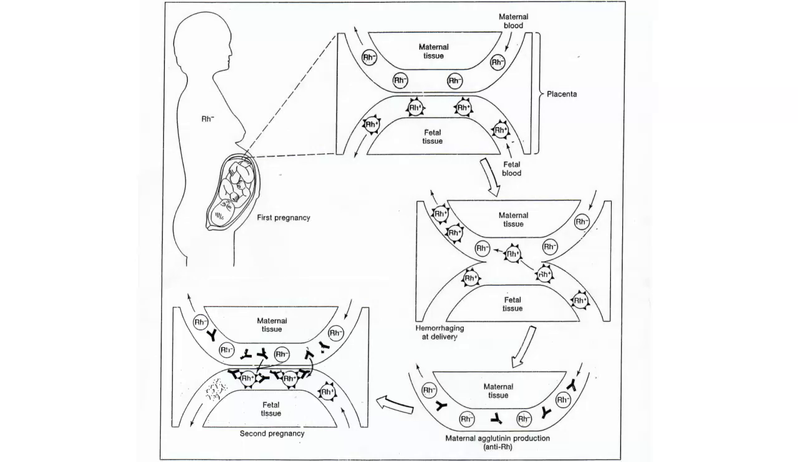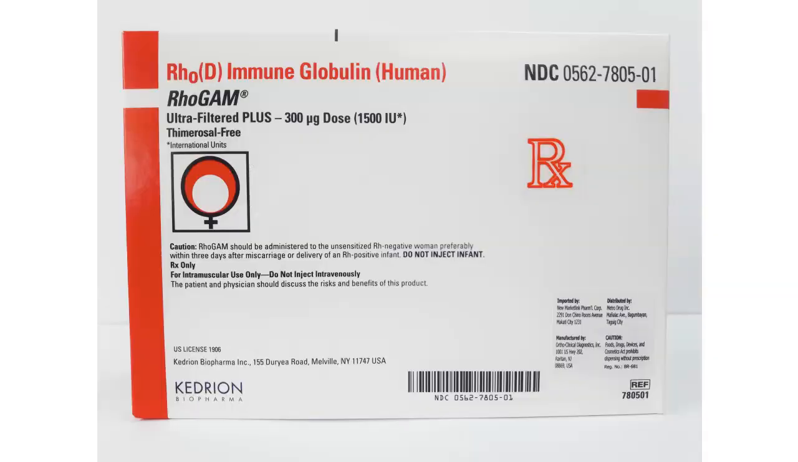We try to prevent this problem by treating all Rh negative mothers with anti-Rh antibodies as an injectable drug at certain points in the pregnancy. This way the mother is never stimulated to make her own anti-Rh antibodies.